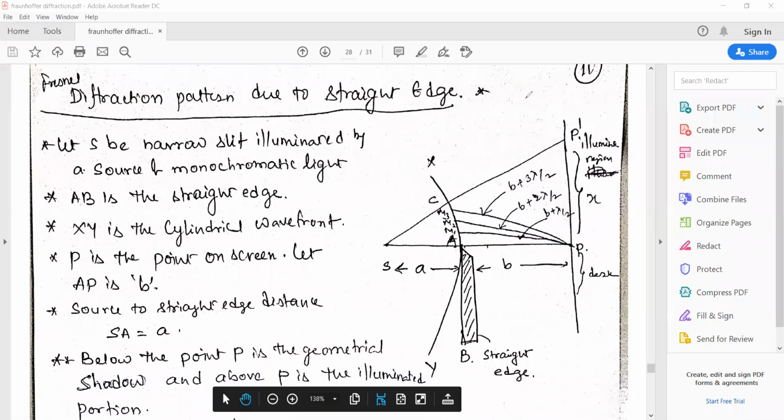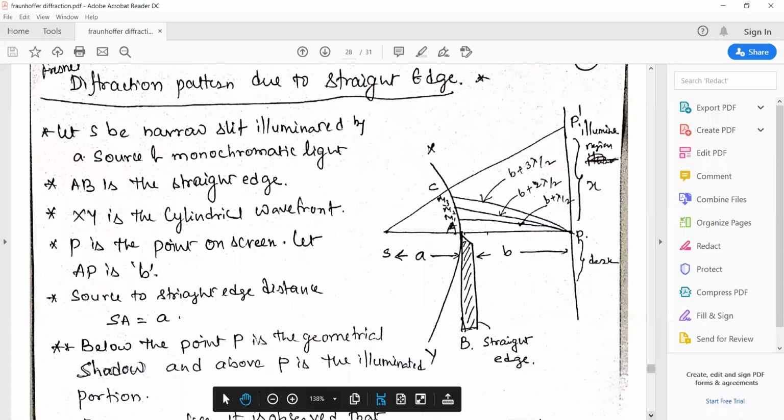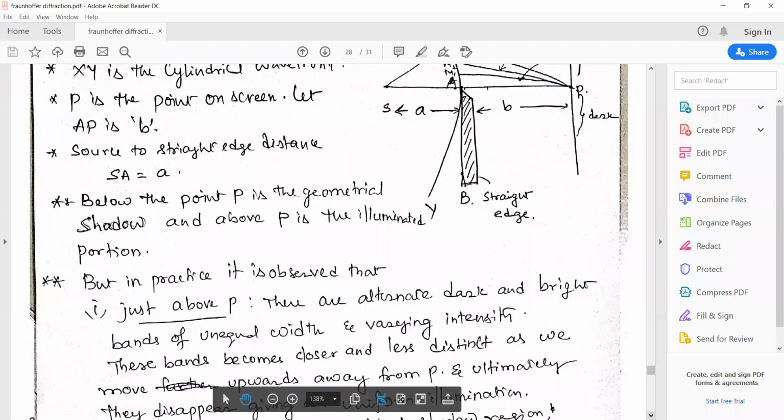Same here, I have just written those points. Below point P is the geometrical shadow, and above point P is the illuminated region. I just discussed this, and I also discussed these points.